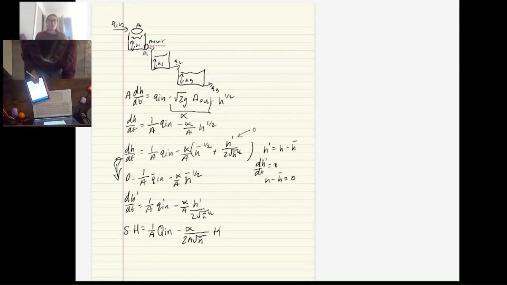So now we are going to solve for H. We have H times s plus alpha over 2A h bar, and that is equal to 1 over A Qn. So now we're going to just solve for H. I'm going to copy this here.